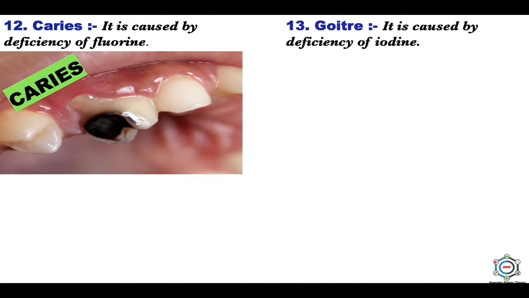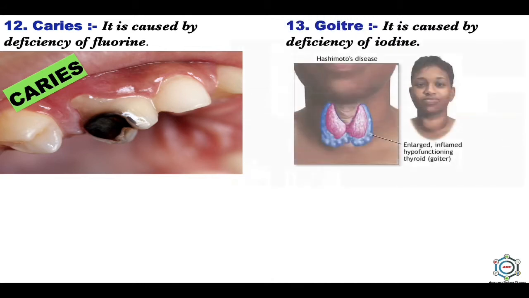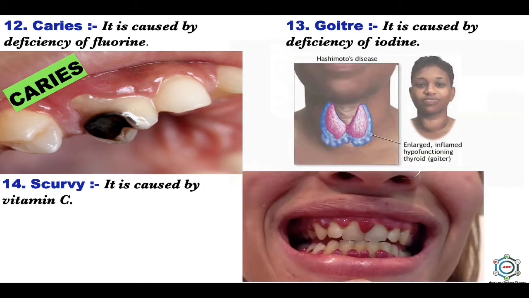After this, goiter, which is caused by deficiency of iodine, which involves enlargement of thyroid gland. Next is scurvy, which is caused by vitamin C deficiency, and in the picture you can see a scurvy patient, and this causes bleeding in mucous membrane, gums and joints and under the skin. Symptoms are falling of teeth, fragile bones and delayed healing of wounds.